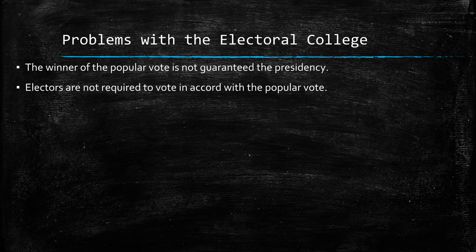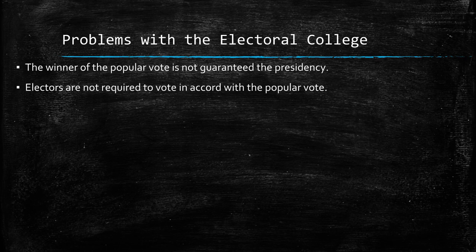It happened most recently in 2016. It also happened in the year 2000 when George Bush beat Al Gore, even though he lost the popular vote. So this does happen, and critics of the Electoral College would say the system needs to change to reflect the popular vote. We'll talk about some counter arguments to that, though, here in a little bit.